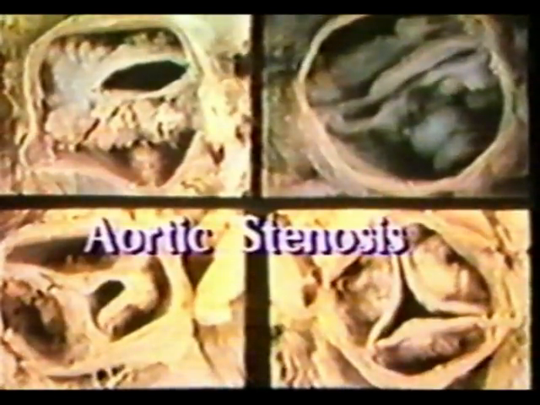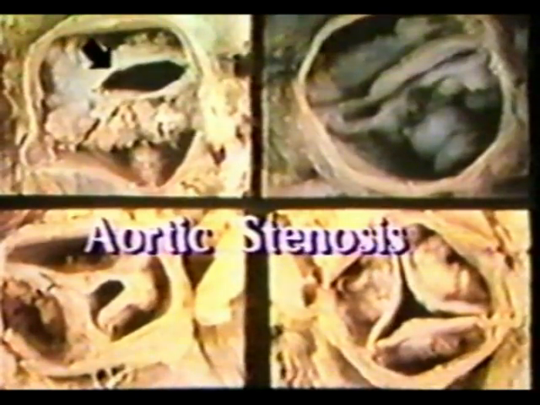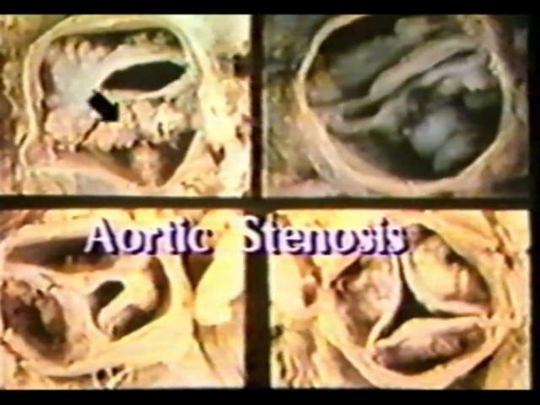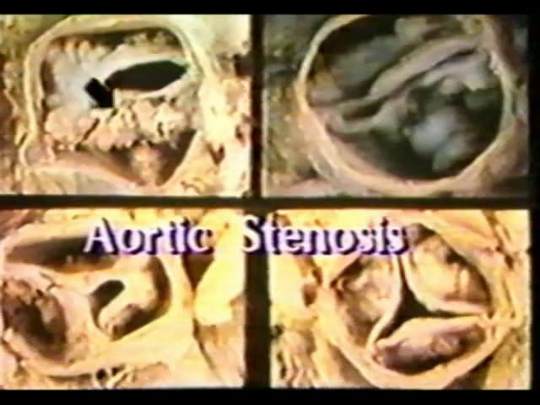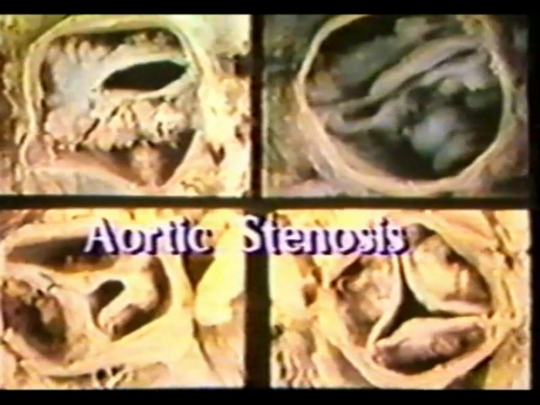The unicuspid aortic valve is intrinsically stenotic and also has a tendency to calcify even as early as the second and third decades. Bicuspid aortic valves also tend to fibrose and calcify, with stenosis resulting most commonly in the fifth and sixth decades.